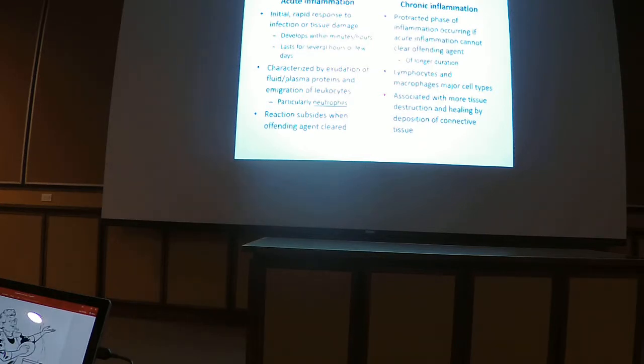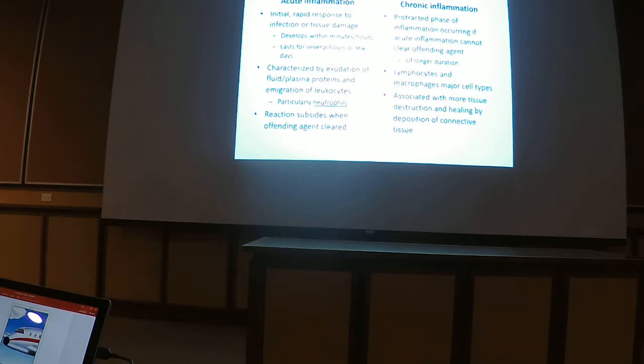Acute inflammation subsides when the offending agent is cleared. Acute inflammation's job is to solve the problem. And acute inflammation can last for up to a few days. Chronic inflammation only occurs if acute inflammation cannot clear the offending agent. So that's what chronic inflammation is. Chronic inflammation is not required. It frequently happens, almost always, shall I say, but it's not required.